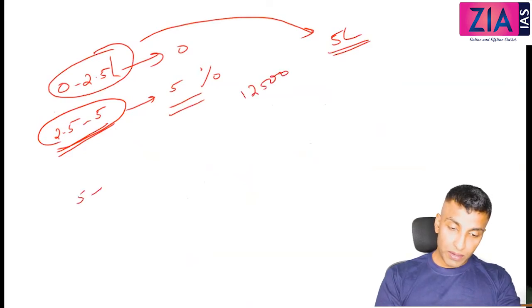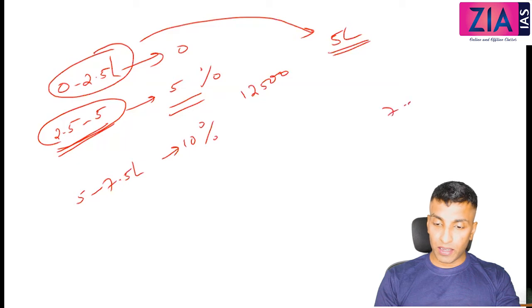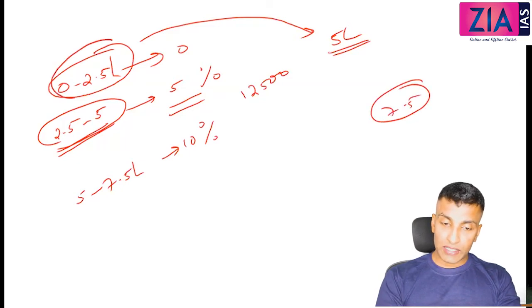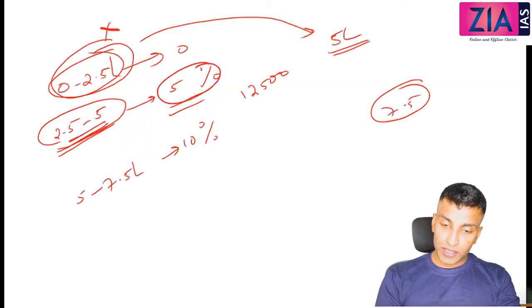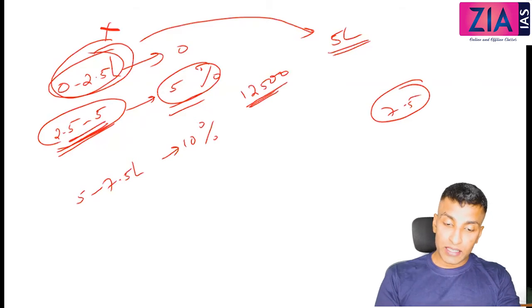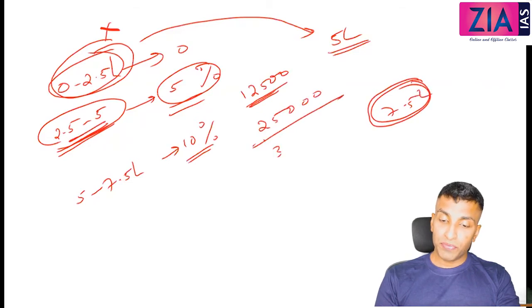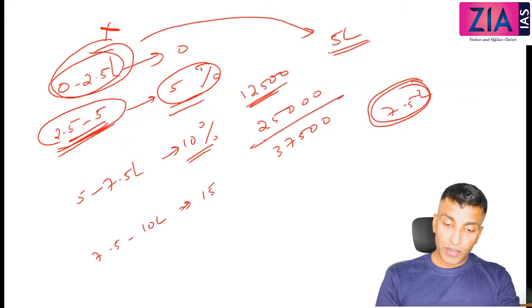And then 5 to 7.5 lakh, it is 10%. So if your income is 7.5 lakh, the first 2.5 was exempted, and the next 2.5 will be charged at 5%. That means 12,500 you need to pay. And the next 2.5 will be charged at 10%, so 2.5 lakh at 10% means 25,000. So if your income is 7.5 lakh, you need to pay 37,500 as tax.